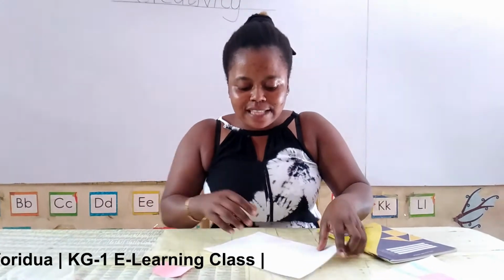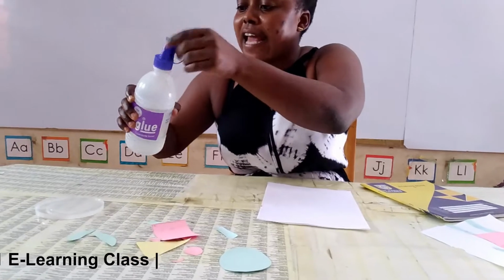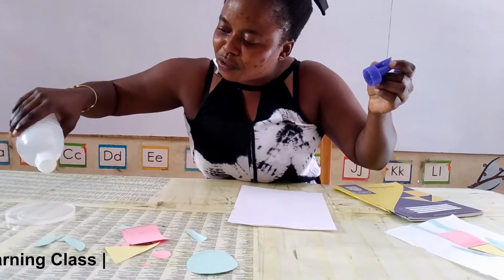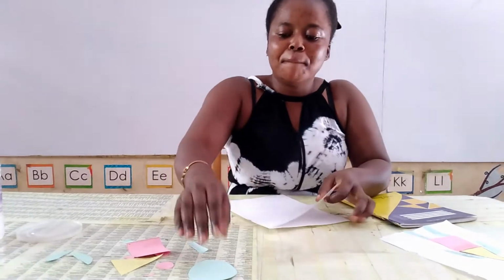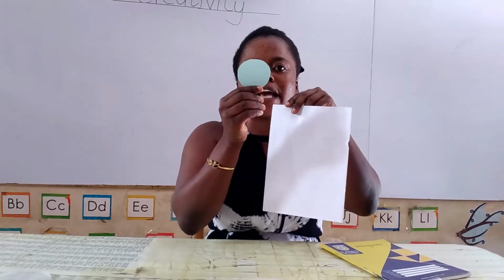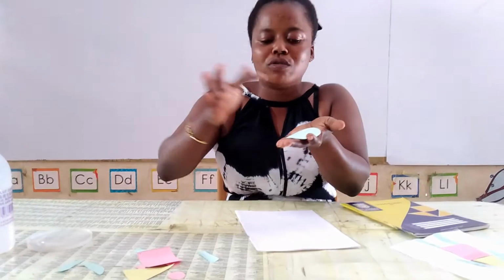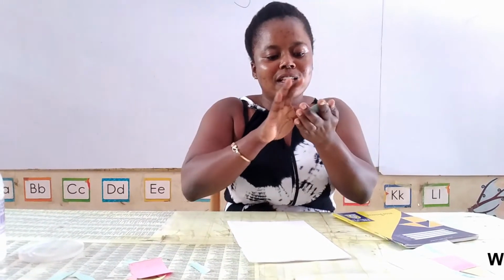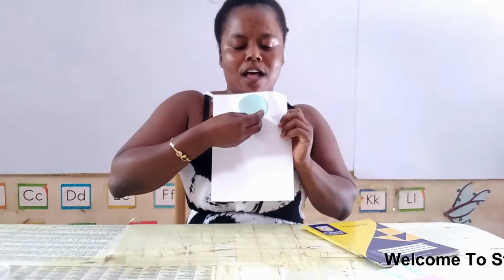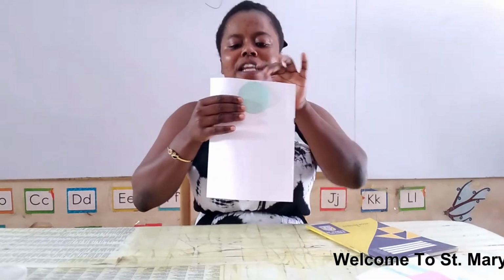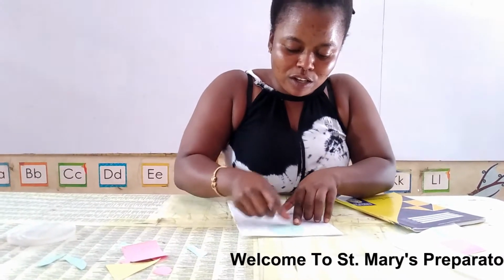Good. So, let's start to create the human body with our shapes. You pour your glue neatly and nicely. First, begin with the bigger circle. Then you take a small quantity of glue, put it on the bigger circle, then you paste it on the plain sheet. Are you looking at it? Nice. Good.